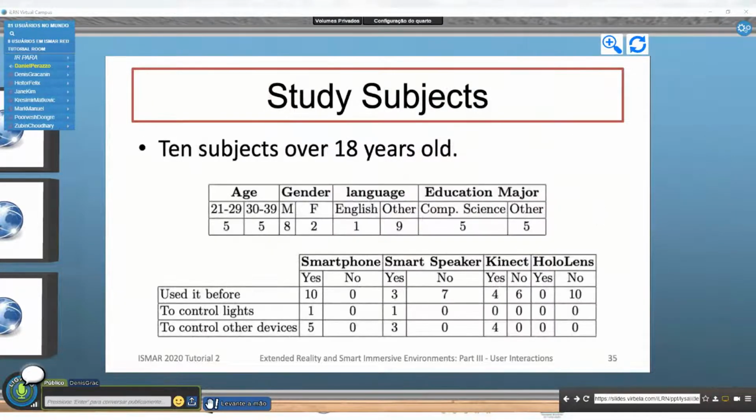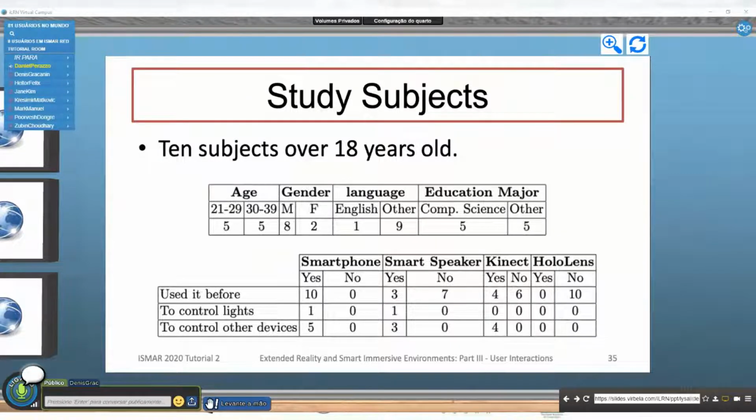In our pilot study, we have 10 subjects that are over 18 years old, and here we can see the distribution of demographic information over age, gender, language, education major, and we also have information about skills in using smartphone, using smart speaker or voice-based interaction, using Kinect and HoloLens. From that perspective, we can see that all of them can use a smartphone, as expected, and not all of them actually had the opportunity to use Alexa or Google Home or some similar device.